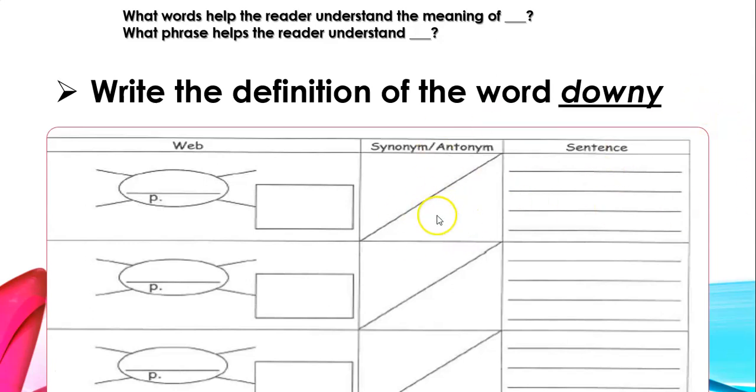What about the antonym? Remember, an antonym is the opposite. So what is the opposite of downy or soft? It's hard, right? Or it could be rough. Good. Make sure you write them down.